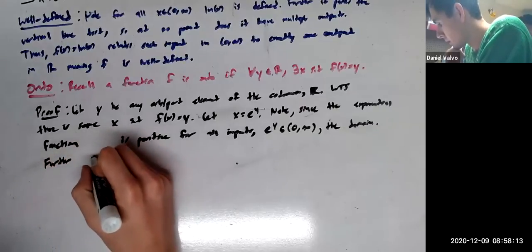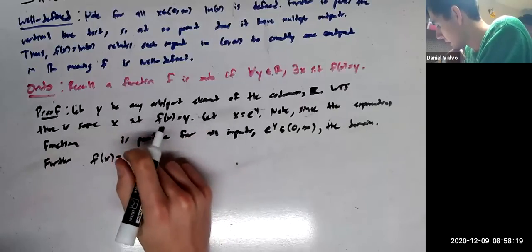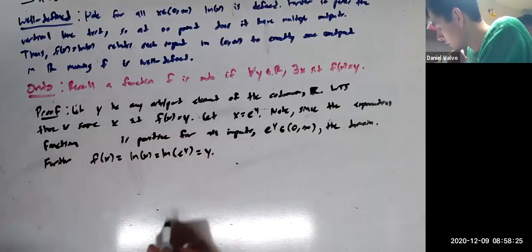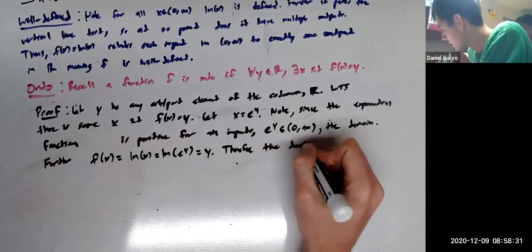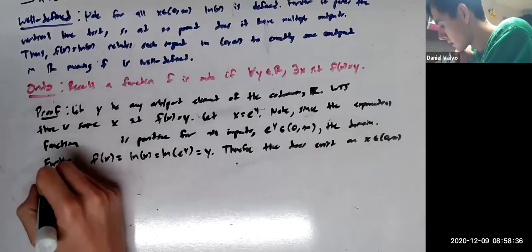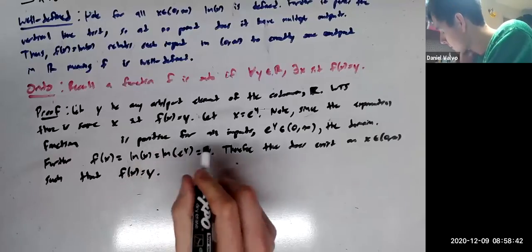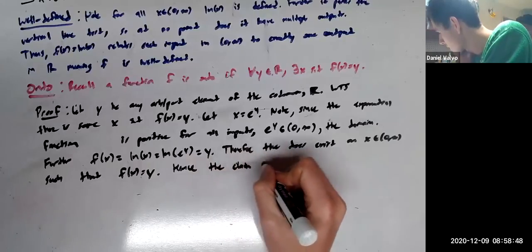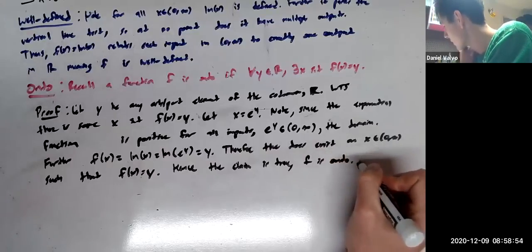Further, f of x, which equals ln of x, which equals ln of e to the y, is going to equal y. Therefore, there does exist an x in (0, infinity) such that f of x equals y. Hence, the claim is true, f is onto.